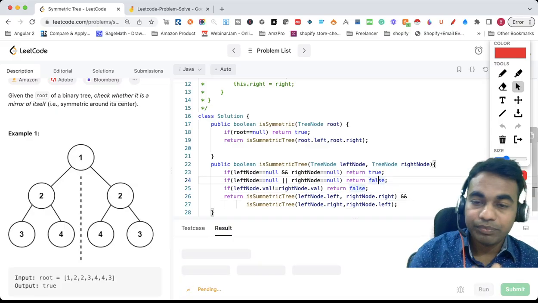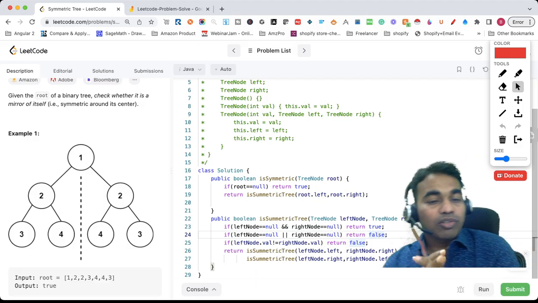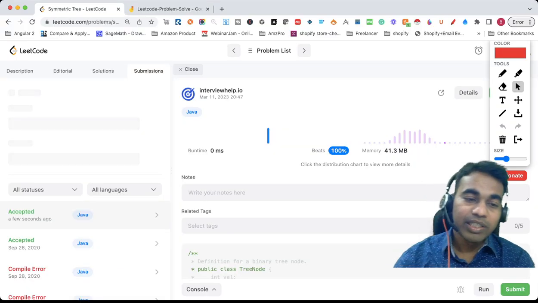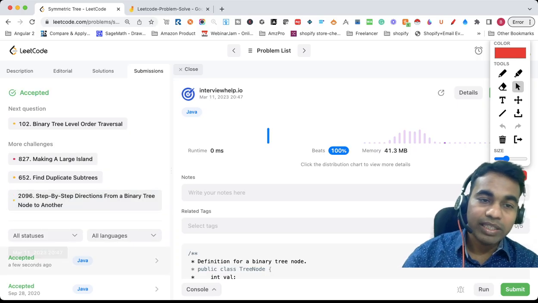In the meantime, look into the time complexity. We are basically running through each and every node once. You can see this is accepted now. So that's well and good.